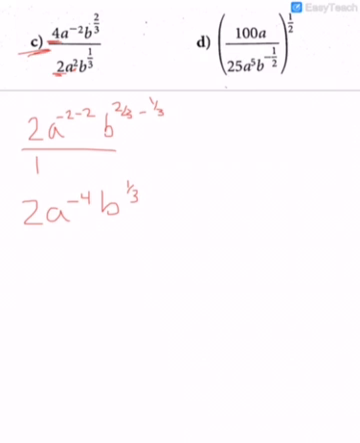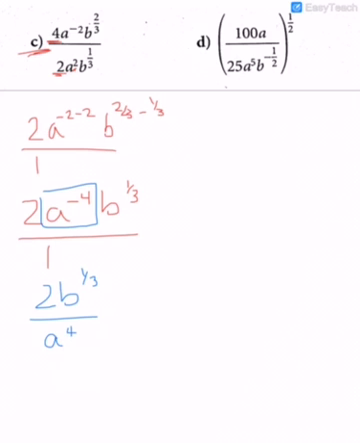Now the issue here is that, and we can say this is over 1, the issue is that we have a negative exponent. You're not allowed to have negative exponents in your final answer. So we're going to send that a with its exponent to the denominator. In other words, we're flipping it down to the bottom. So we'll end up with 2b to the power of 1/3 on top, and a to the power of 4 on the bottom. When you flip it, the exponent is no longer negative. So that would be our final answer.